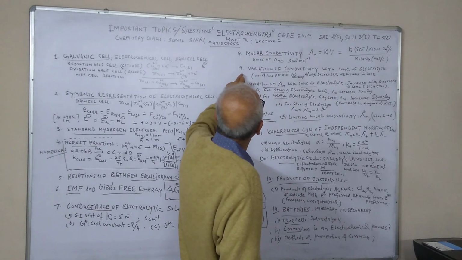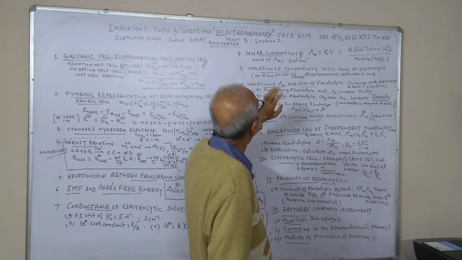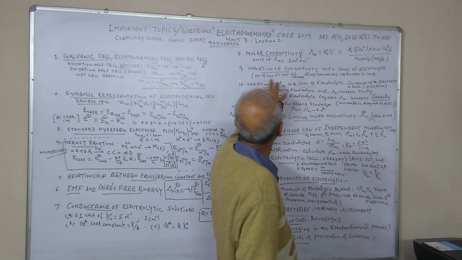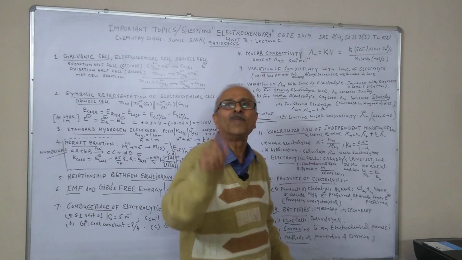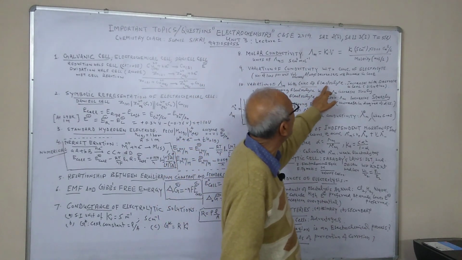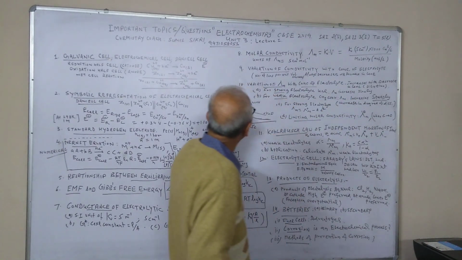Variation of conductivity with concentration of electrolyte. We already know that conductivity always decreases with decrease in concentration because the number of ions per unit volume decreases. But molar conductivity increases with a decrease in concentration, or on dilution. I have shown a graph also, which is given in the NCERT book.